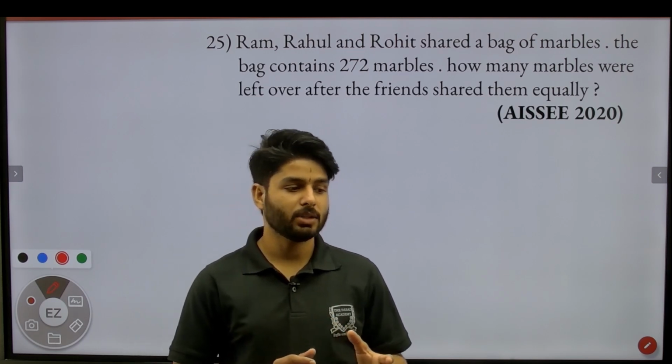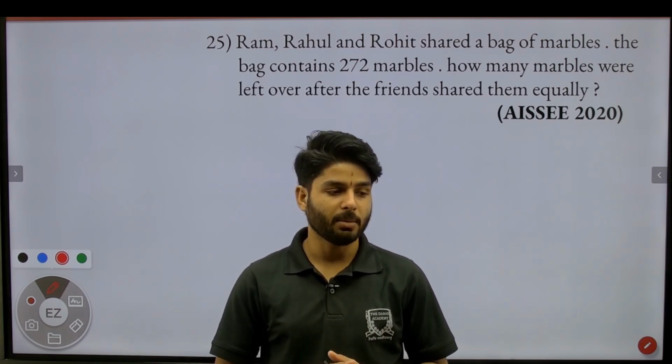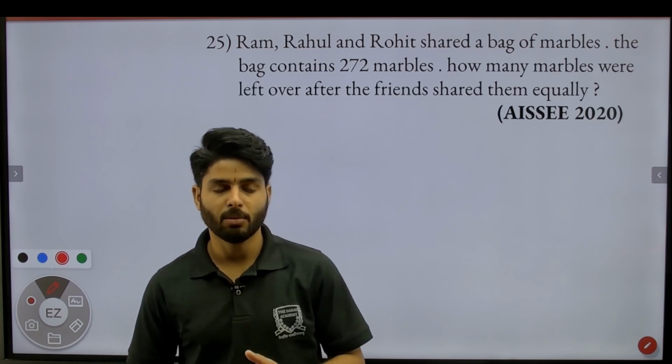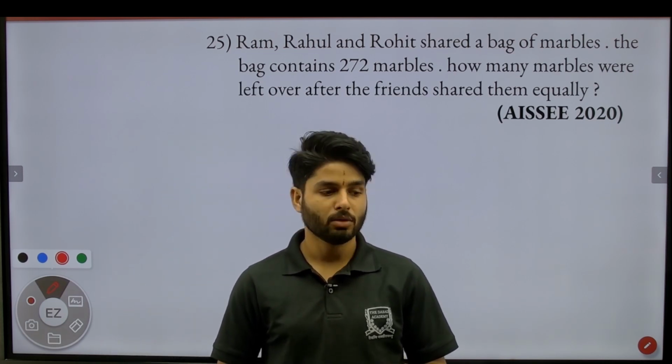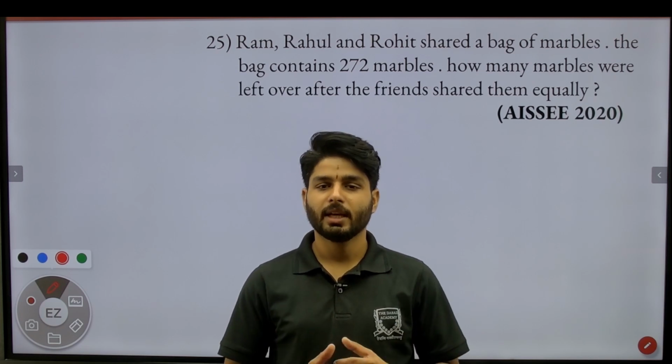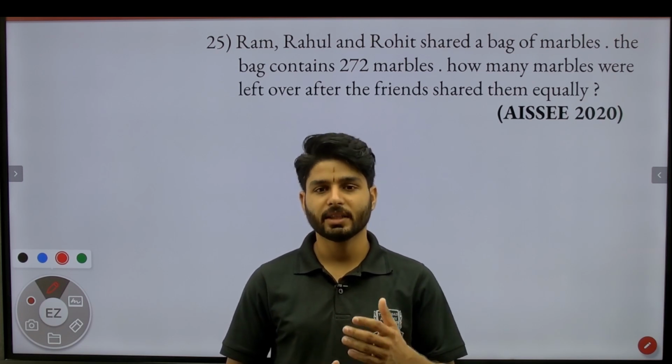The bag contains 272 marbles. How many marbles were left over after the friends share them equally? This question is from All India Sainik School Entrance Exam 2020. कि 3 दोस्त हैं, उन्होंने 272 को equally distribute किया. Then they left some marbles. तो हमें बताना है कि कितने marbles बचेंगे.